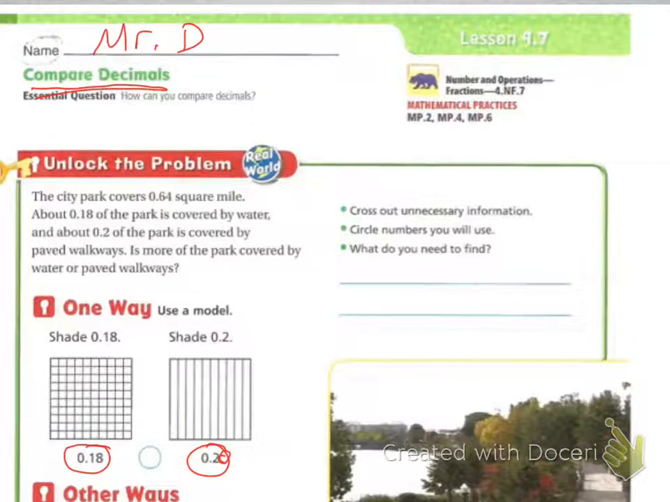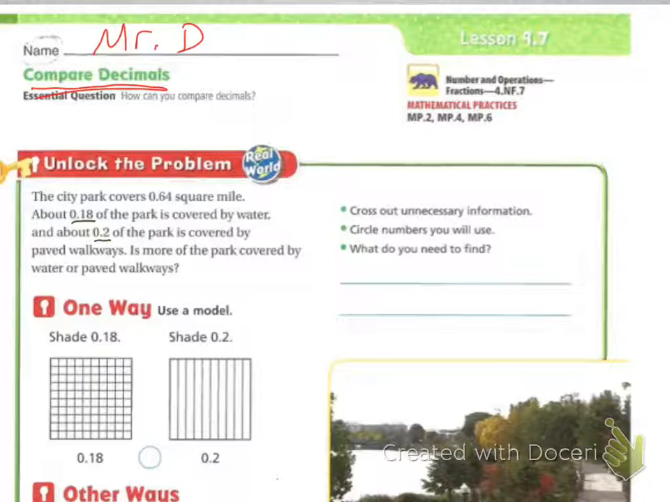But we'll back up a little bit and let's read through the problem together. The city park, they cover 0.64 square mile, or 64 hundredths square mile. About 18 hundredths of the park is covered by water. About 2/10 of the park is covered by paved walkways. Is more of the park covered by water or paved walkways?